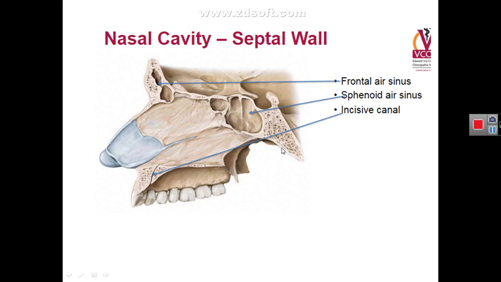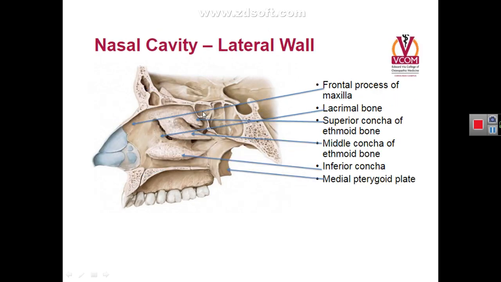Again, another view for the nasal cavity. This is the lateral wall of the nasal cavity. It shows three bony projections that are called the concha: superior concha, middle concha, and inferior concha. The superior concha and the middle concha are parts of the ethmoid bone. The inferior concha is a separate bone by itself.